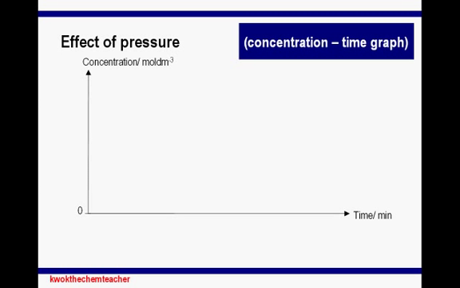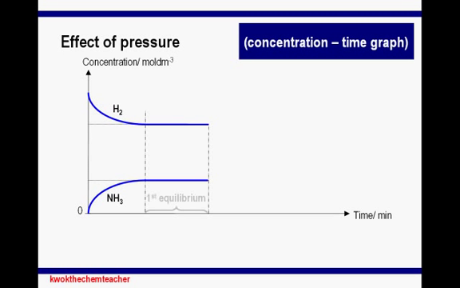In this graph, we will use a concentration-time graph to show how the effect of pressure will affect the equilibrium position. The concentration of hydrogen will decrease until it reaches a constant. The concentration of ammonia will increase until it reaches a constant. At this period, we have obtained our first equilibrium. At time t, when pressure increases, the concentration of hydrogen and concentration of ammonia will increase because the volume that the gas exists in decreases.